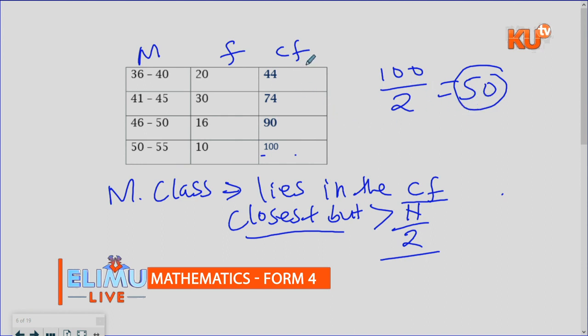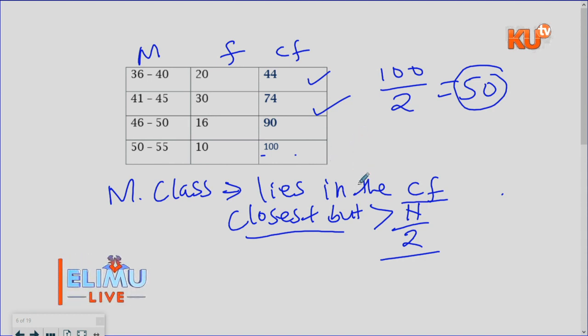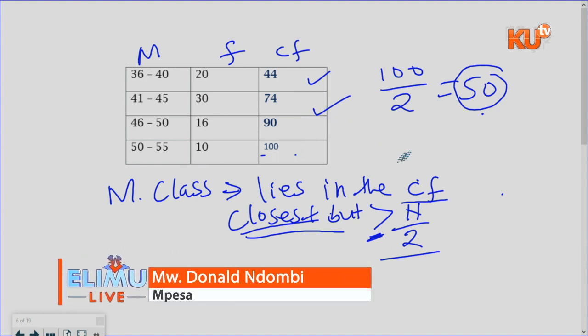Then you check, after getting n over 2, which is our 50, look at these values here in the CF. Which value here is closest to 50? I know quickly you will tell me 44, another one, 74. Now, there is the second condition. The first condition is closest, but there is another condition. It must be greater. So we want to take the CF which is closest to 50, but greater than it. If you pick 44, 44 is not greater than 50, so we cannot pick 44. So what is the CF that we are talking about? That should be 74. 74 is greater than 50.